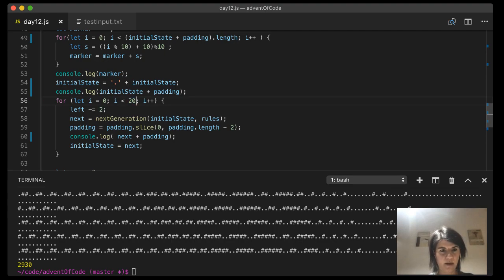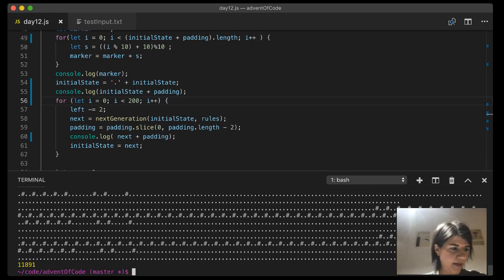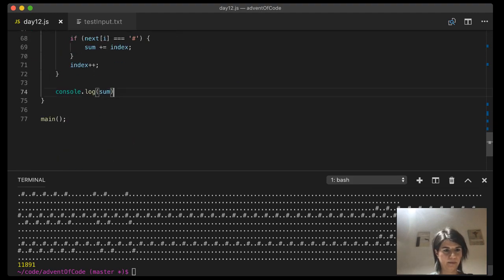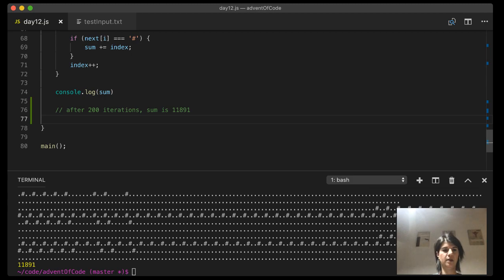So now if we say, please be stable after 200. Then we have another sum. So after 200 iterations, sum is this number.